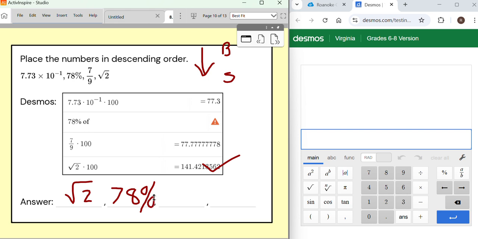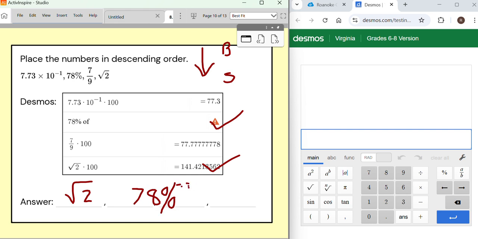just keep asking yourself the same question. Is this the biggest? Is this the biggest? Okay? Because you know that every time you pick a big one, you want to pick the next one. All right, the last two numbers we have, 77.3 and 77.7 repeating, or 77.8 if you round. Well, an 8 is larger than a 3 right after that decimal, so that means that number is larger.